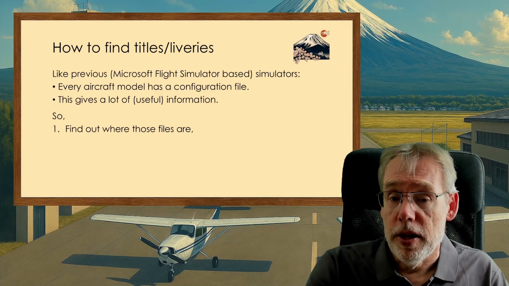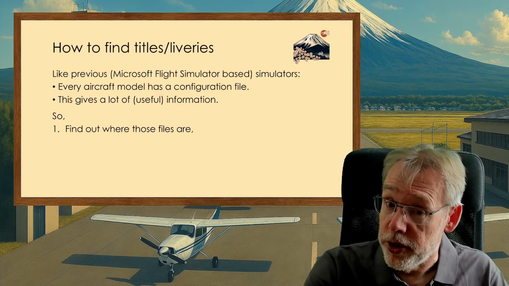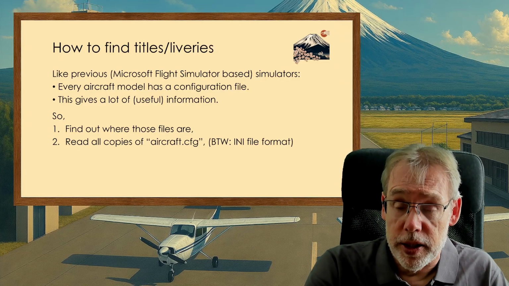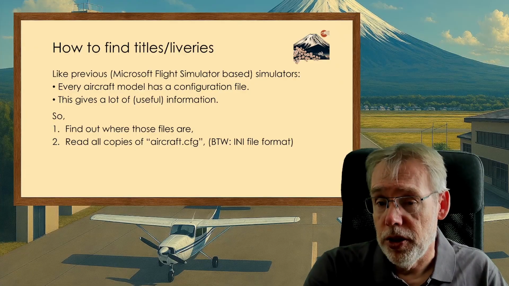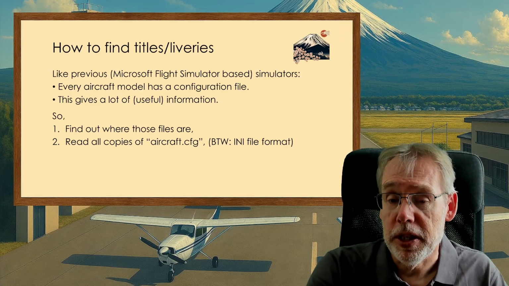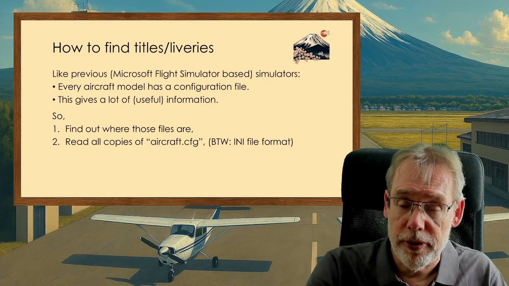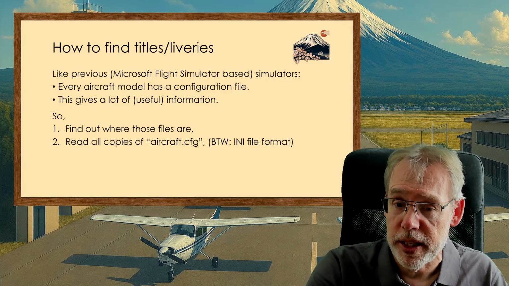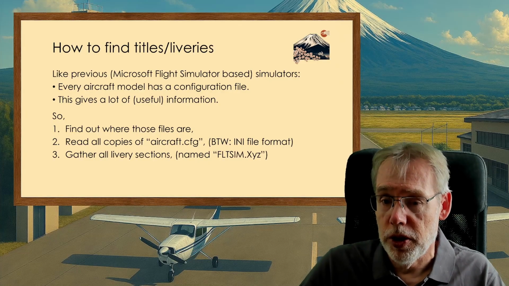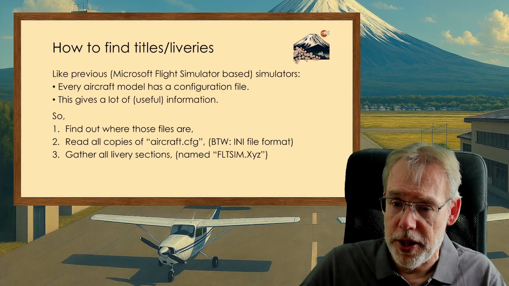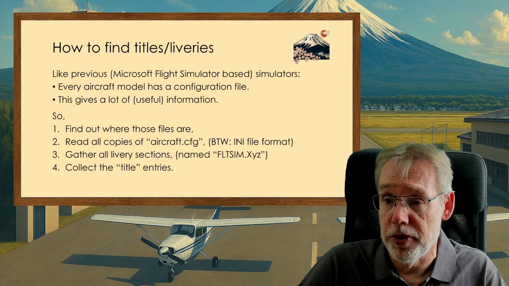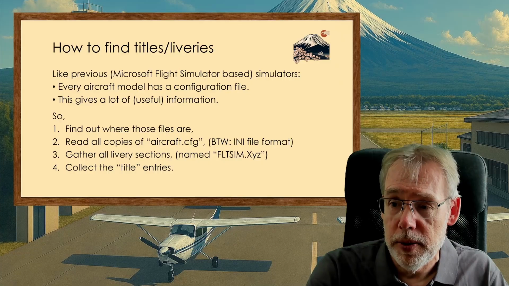So you need to find out where all those files are on disk on your system, then find out all the copies of aircraft.cfg, which is an ini file format file. And if you have multiple liveries, then you might have references to the common base aircraft CFG. Gather all the livery sections, and those sections are usually called fltsim.somenumber, and then from those collect the title entries. For everything up to 2020, this will work.